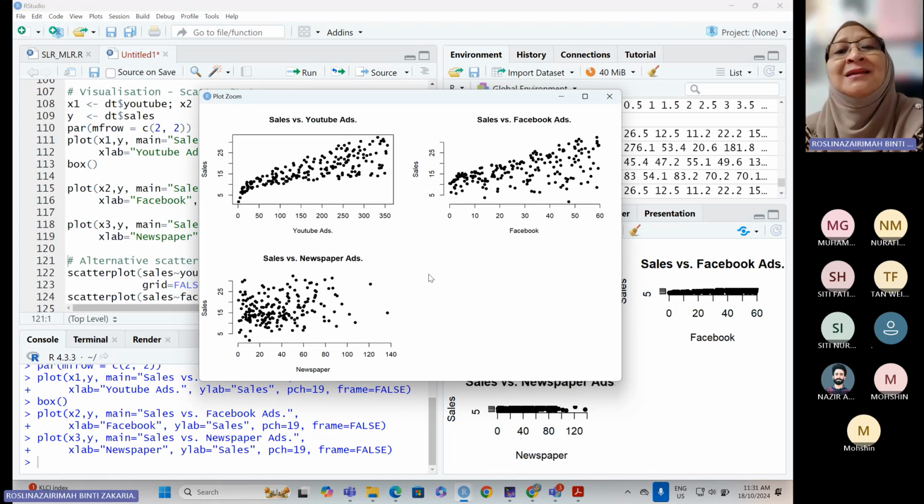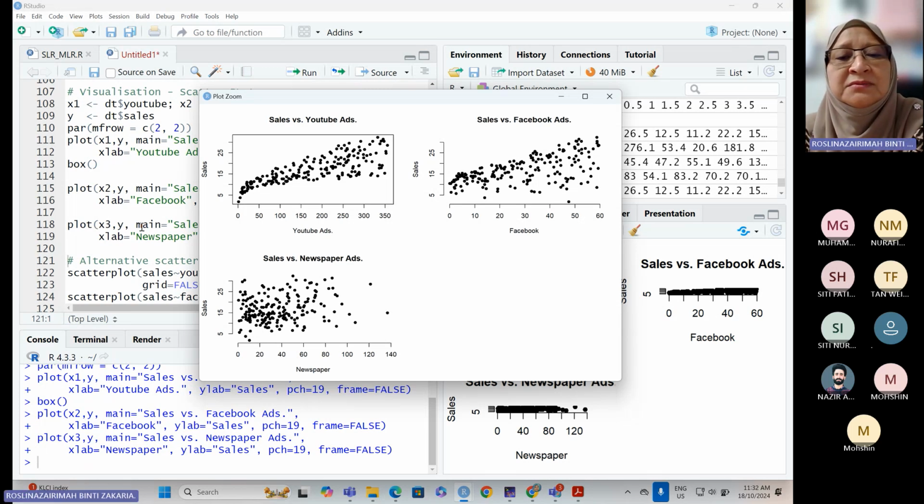So you can see that YouTube has more effect on the sales than newspaper and Facebook, isn't it? Because there is no specific trend, the data is all over the place. Here you see the trend going up. When we put more budget on YouTube advertisement, the sales are increasing. So there is a positive trend.